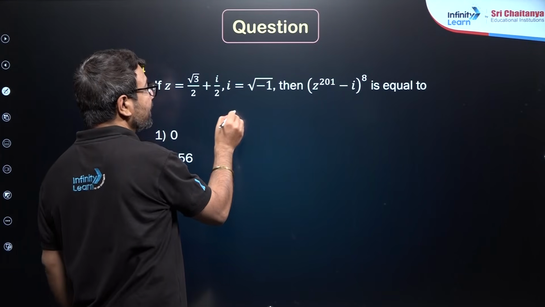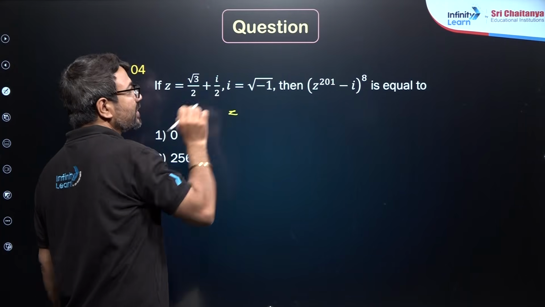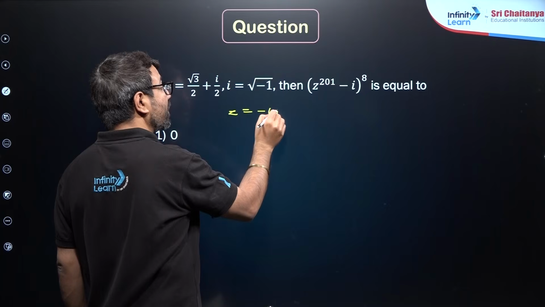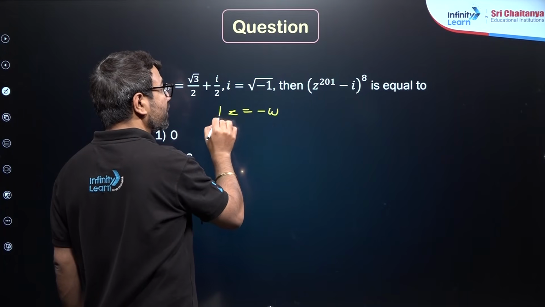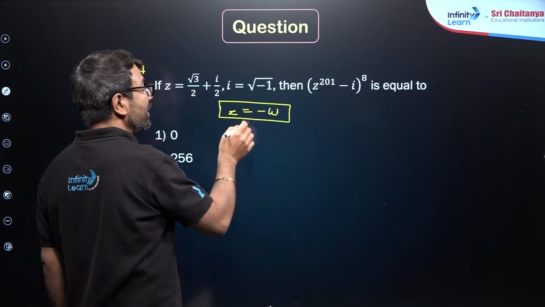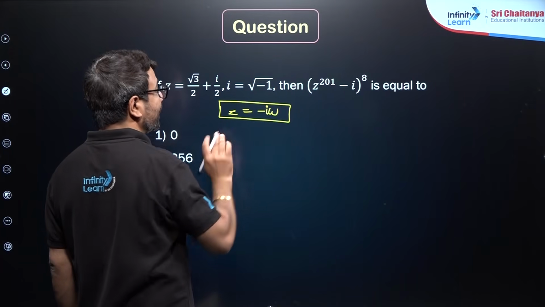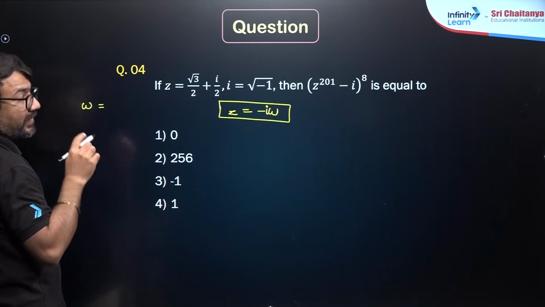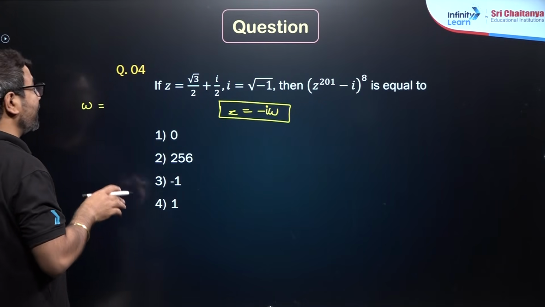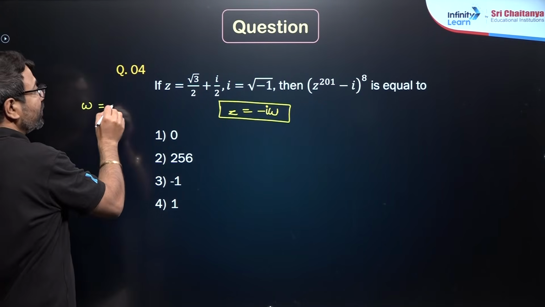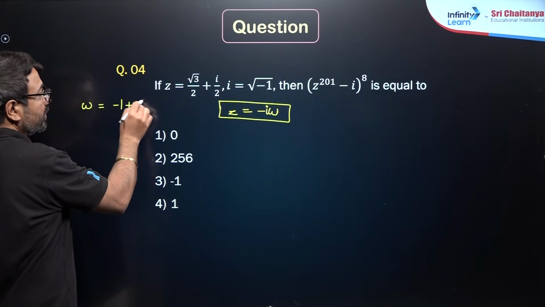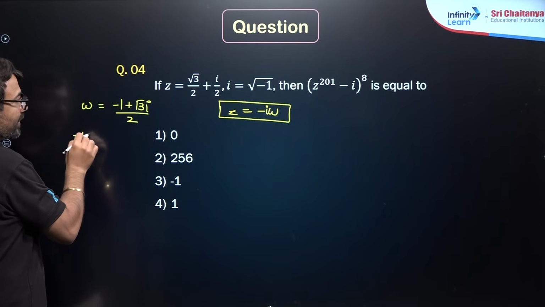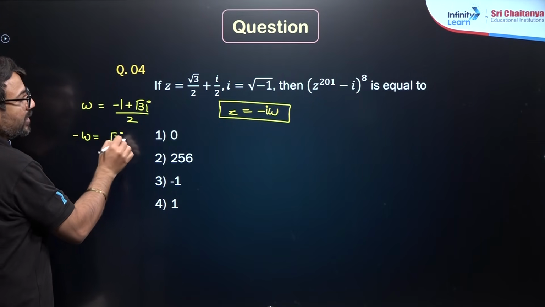Here we have z as root 3 by 2 plus iota by 2. If you clearly observe this z, the z value is what? It is minus iota omega. Do you know, my dear students, omega are the cube roots of unity. In the case of omega, my dear students, you get the result (minus 1 plus root 3 iota) upon 2. And if you do minus omega, you will have (root 3 iota minus 1) upon 2.